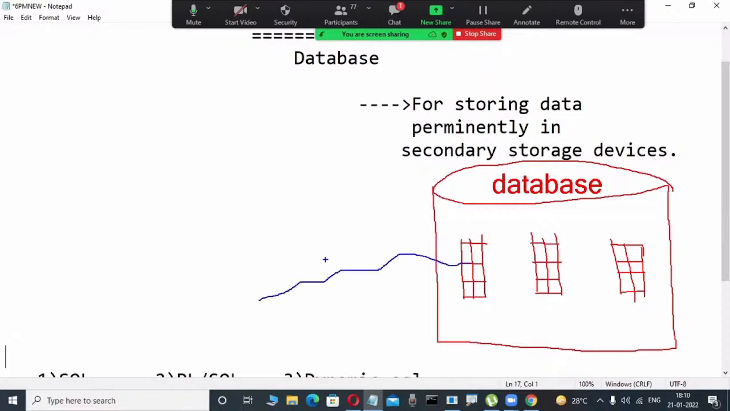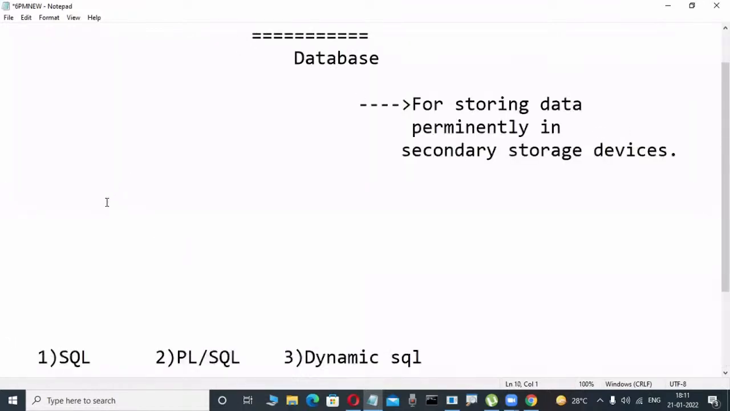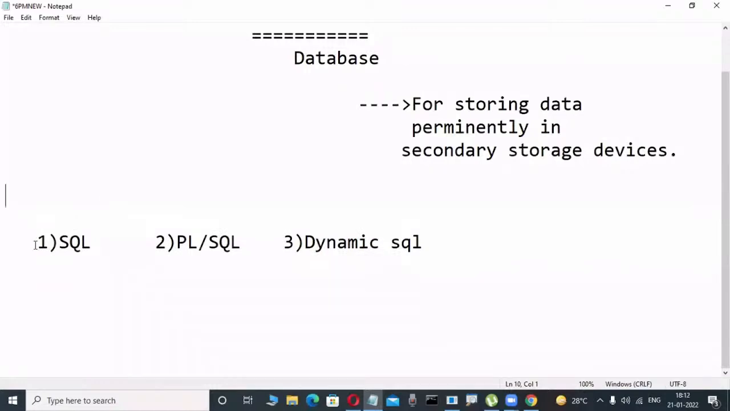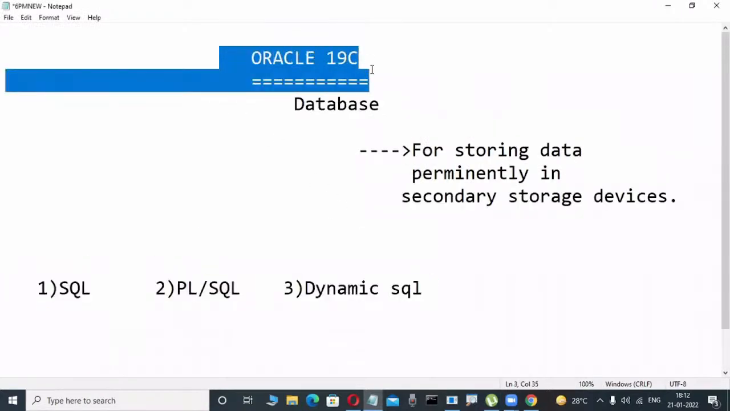We operate on this data by using SQL, which is a language, structured query language. Yesterday I told you up to this point, just a small thing. If you want to operate this Oracle software, we use SQL, structured query language. Another language is PL/SQL, procedural language extension for SQL. Another language is dynamic SQL. Through these three languages, we operate this Oracle software in your companies.